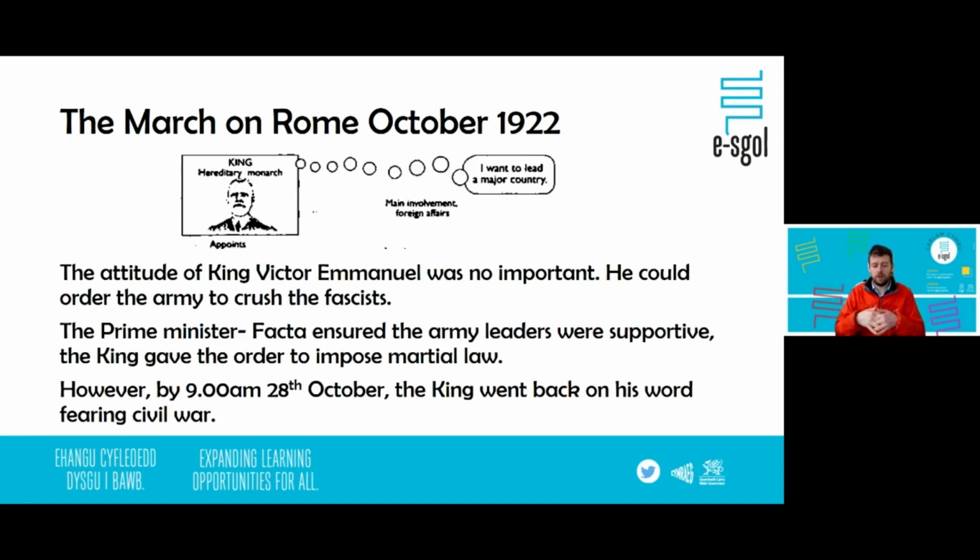And it's at this point that the attitude of the king, that one form of stability, is really, really important. He could, as commander-in-chief of the army, order the army to crush the fascists. Prime Minister Facta ensured that the army leaders were supportive of the liberal government. And initially, the king gave the order to impose martial law. Facta took control of the army, and the army could use force to prevent the fascists coming to power. However, by 9 AM on the 28th of October, the king went back on his word, fearing that a civil war would happen between the black shirts and the army, and instead appointed Mussolini as prime minister.